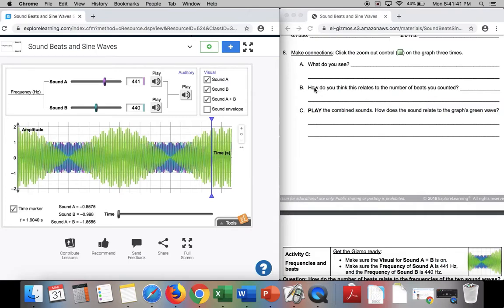For B, how do you think this relates to the number of beats you counted? Well, look at your green areas and see how many total green areas you have, and see if that matches the number of beats that you have. And then C, click play. So we're going to play the combined sounds, and we're going to see how it relates to the graph's green wave.